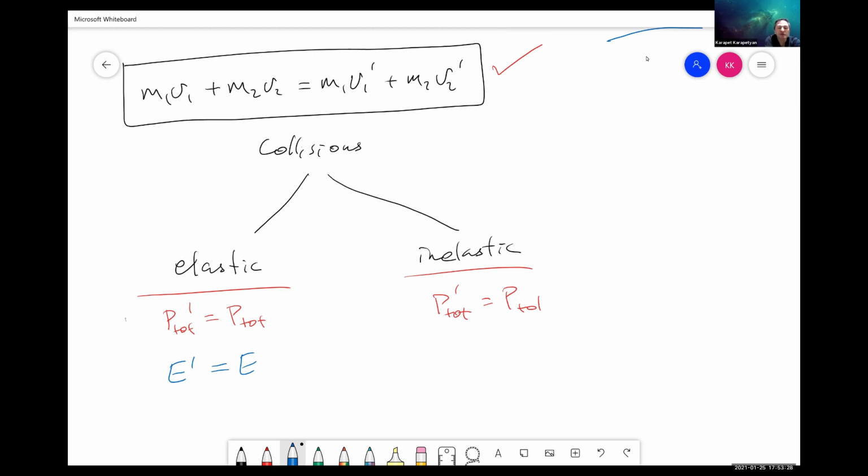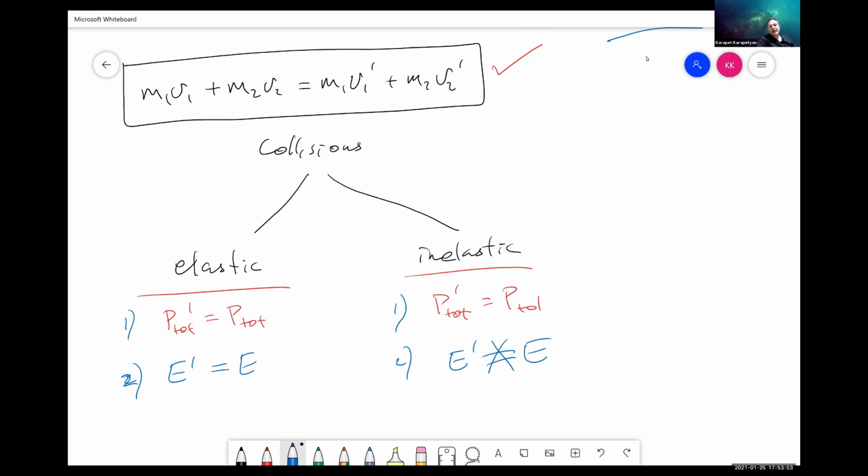That means in a way you have two conditions. Momentum is conserved and energy is conserved. For the inelastic, momentum is conserved, but the energy is not conserved. And that's the big difference. That's why there are two types of collisions. One in which momentum and energy are conserved, the other one where momentum is conserved but energy is not.